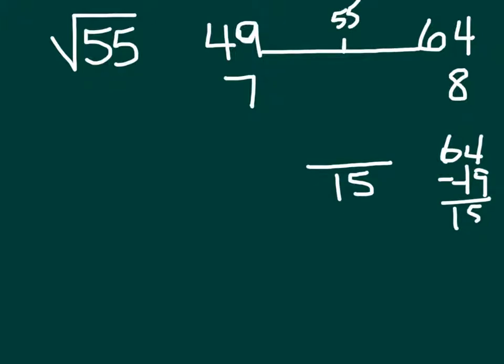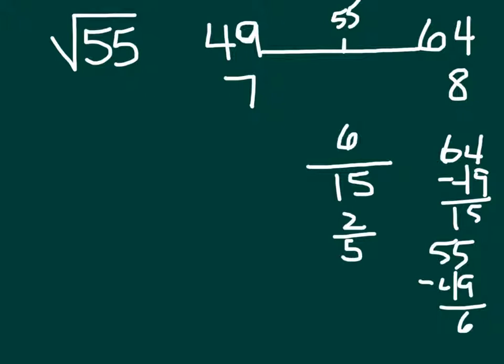Now, to fill in the numerator position, we come back up here and we look at the 49 and the 55. How far is 55 from 49? So to do that, we go 55 minus 49, and we get 6. And we take that 6 and we put it in the numerator position. Now we have to reduce the 6/15 to 2/5, because both of them are divisible. Both 6 and 15 are divisible by 3.